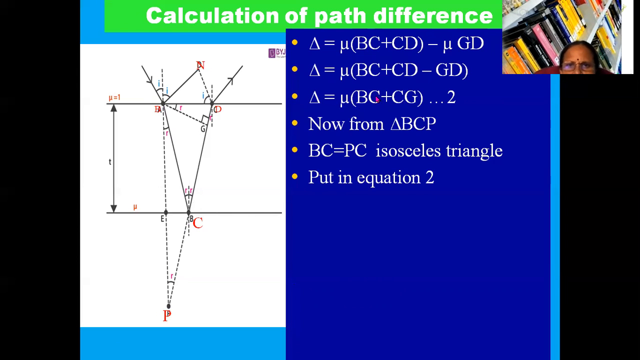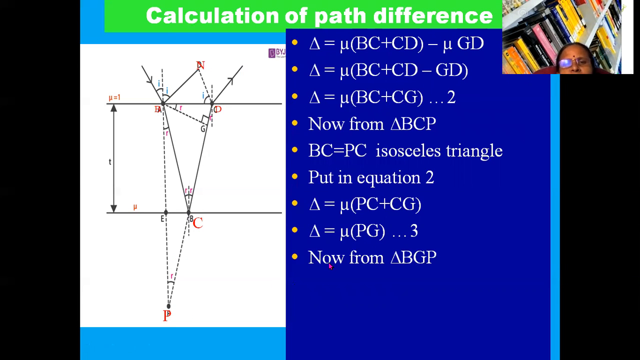Let us put this value of BC into this relation, so we get delta is equal to mu into PC plus CG. Now see here, PC plus CG is nothing but PG. This is the full side of this triangle BPG, isn't it? So delta is equal to mu into PG.